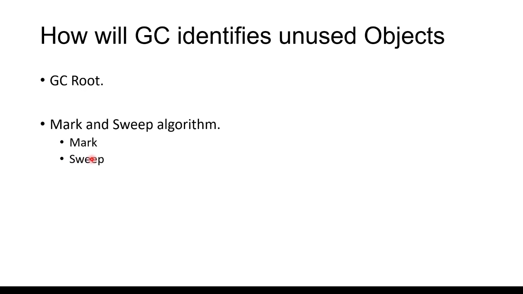Now what will happen in the mark phase and what will happen in the sweep phase? In the mark phase, the garbage collector will traverse through all the objects from the GC root and mark the reachable objects as live. All the other objects which are not marked, not reachable from the GC root, are unusable or dead objects, and these unusable objects are garbage and are eligible candidates for GC. So we'll see an example.